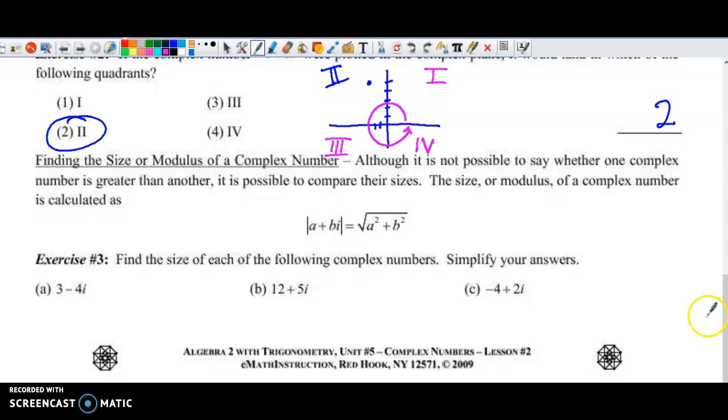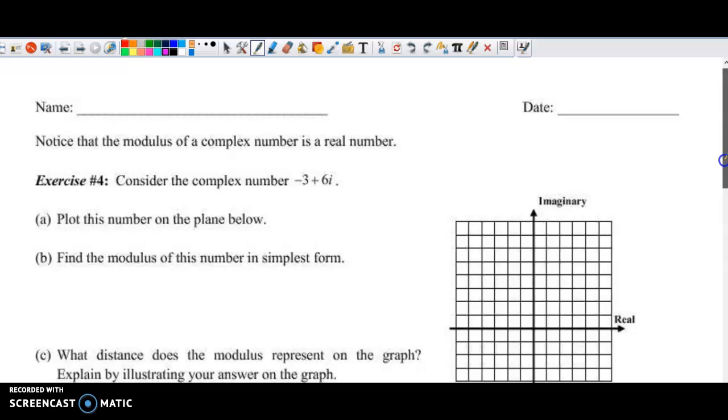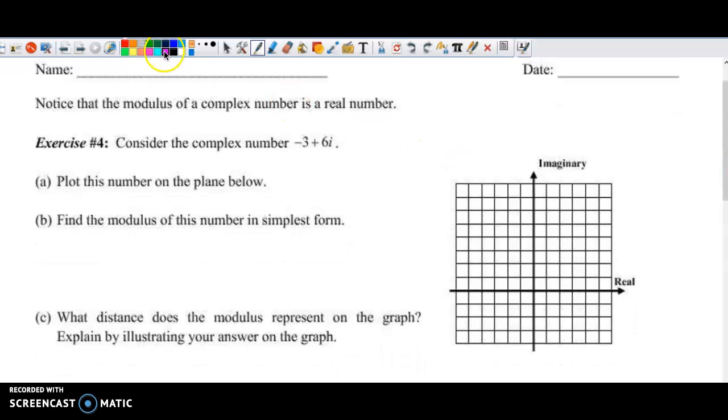I'm kind of not a fan of how he explains this next section. I would actually do exercise 4. I actually prefer exercise 4, and the reason for that is when they talk about the modulus, they're talking about the distance from 0. Well, 0, as I mentioned before, is at the origin. And that's actually the definition of the absolute value. Absolute value is the distance away from 0.